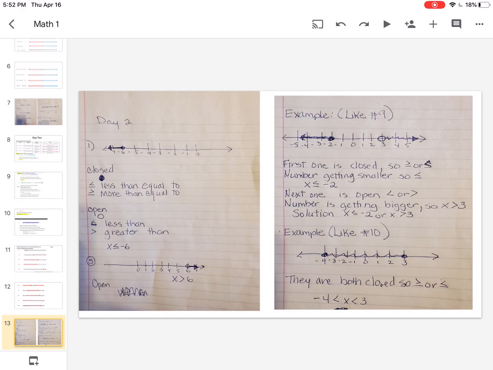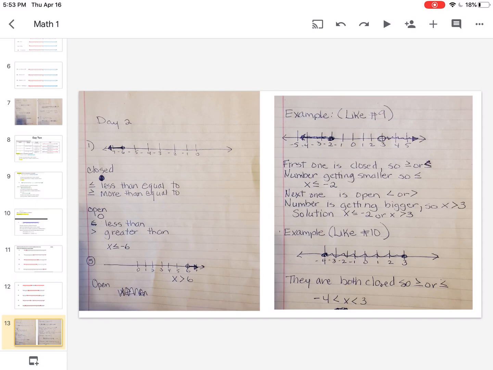Here's another example on number 5. Here's my messy line there, but it's open. So no line underneath, and then it's getting bigger, so x is greater than 6.